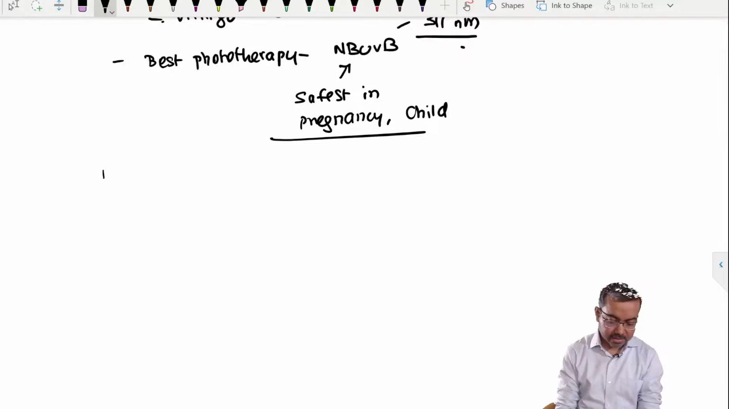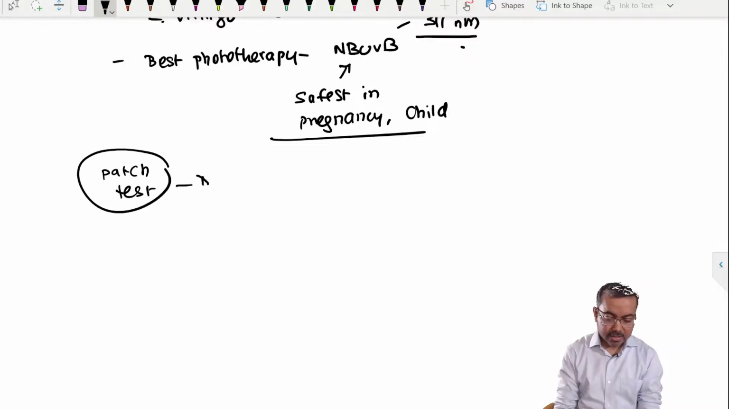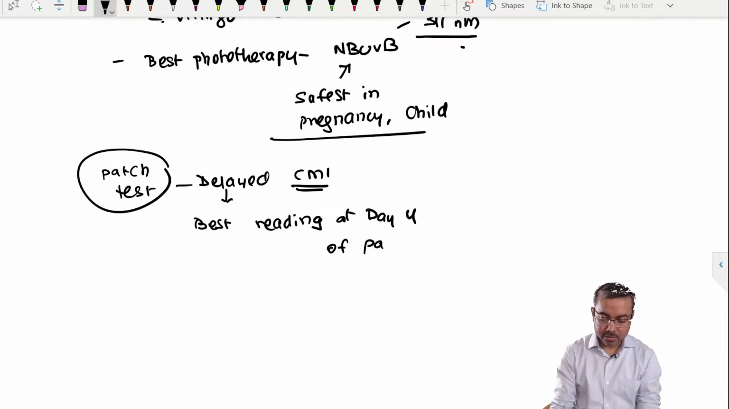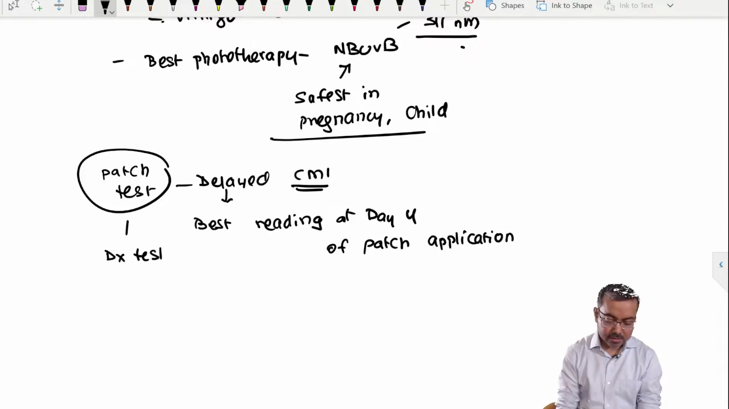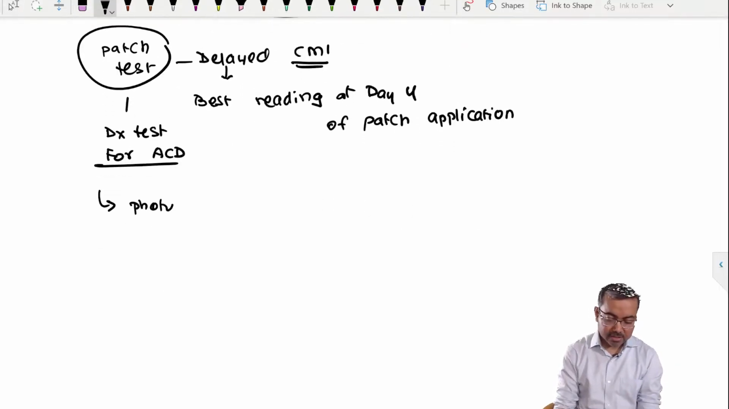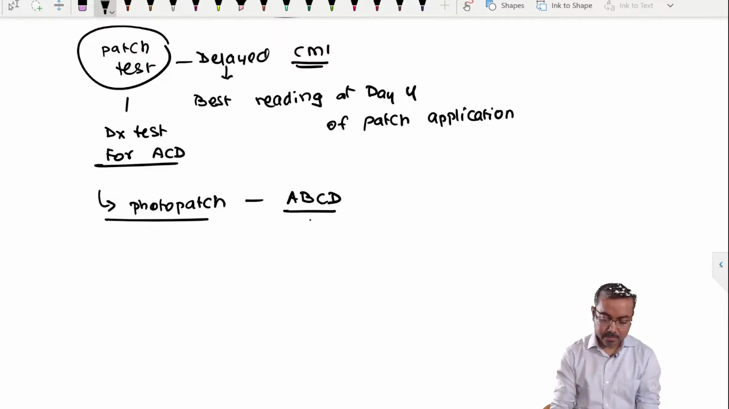Now, patch test. Write down, please. Patch testing is a delayed cell mediated immunity type reaction. I'm assuming that all of you know dermatology for this particular session, so I'm not going to go into the detailed conceptual stuff, but I'm going to tell you all the leading MCQs here. Best reading at day 4 of patch application. It's a classical diagnostic test for allergic contact dermatitis. There's a modification of the patch test called photo patch test that is done in airborne contact dermatitis, also called Parthenium dermatitis in farmers.